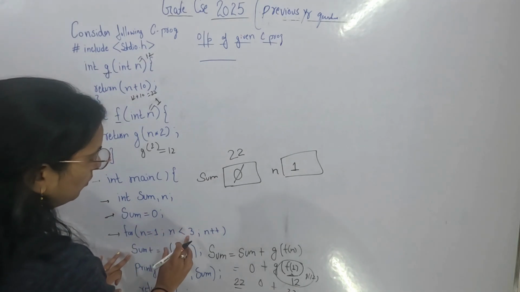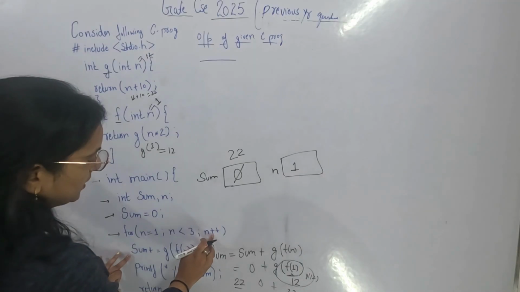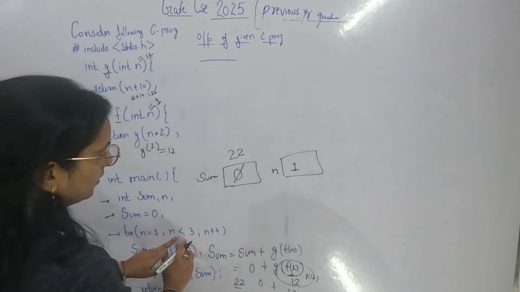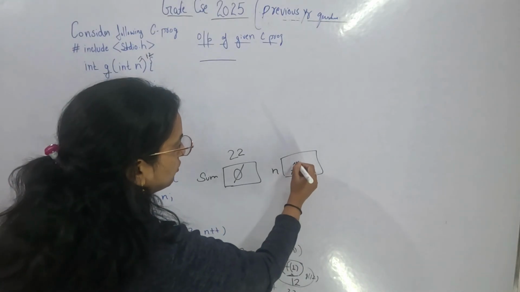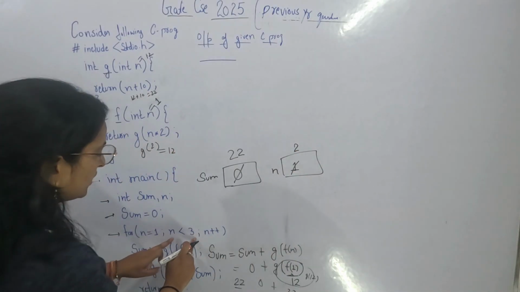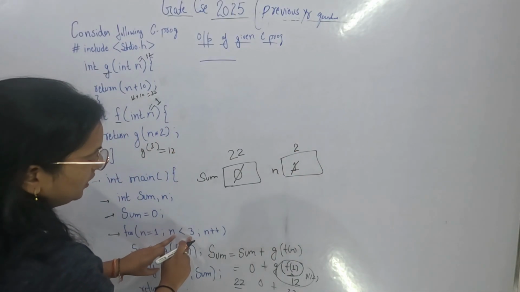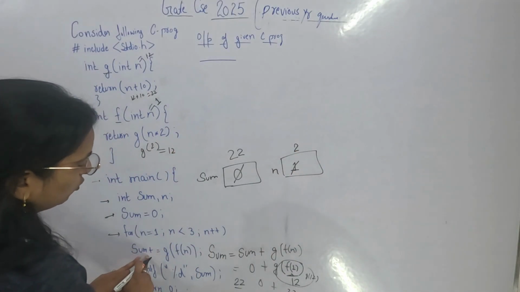We will go to the for loop. Now n plus plus, so n is incremented. n was 1, so n equals 2. Now again the condition: 2 is less than 3, the condition is true. Then again we will go to this statement.